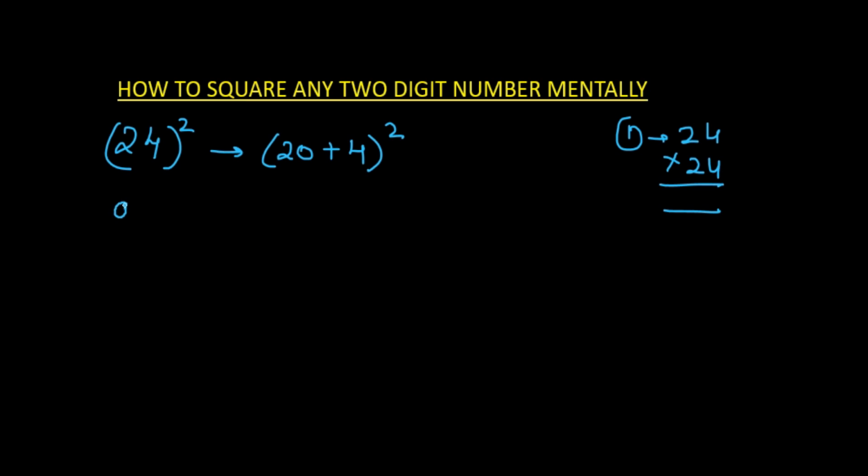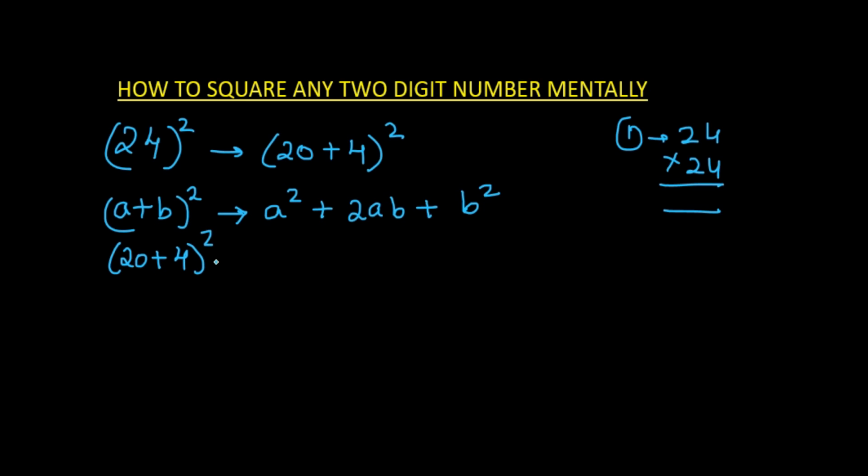Okay, we know the formula of (a plus b) whole square. This is an algebraic identity, and (a plus b) whole square is square of a plus 2 times the product of a and b plus the square of b. We will apply the same formula for (20 plus 4) whole square. So what do we get? 20 square plus 2 times 20 times 4 plus 4 square. And we have to add all three of them. So let us write down one below the other.